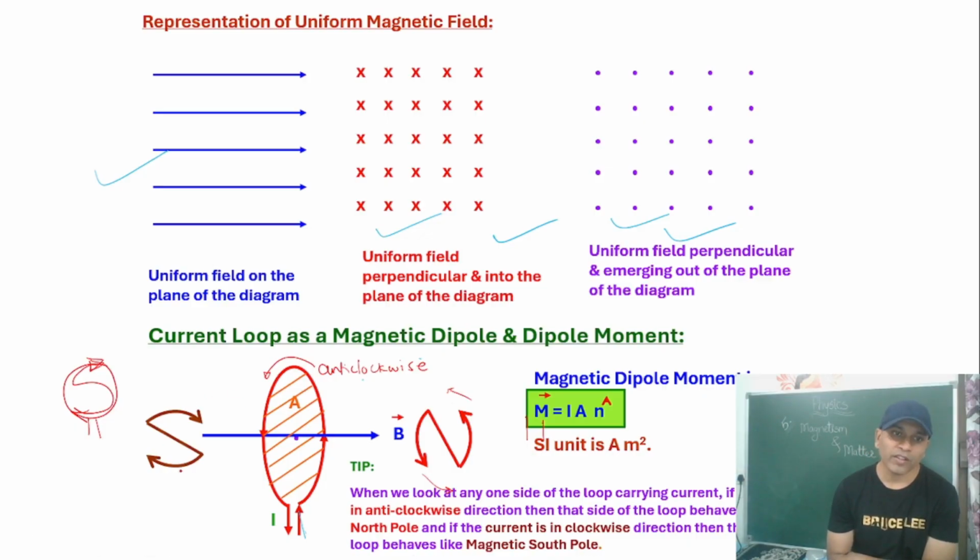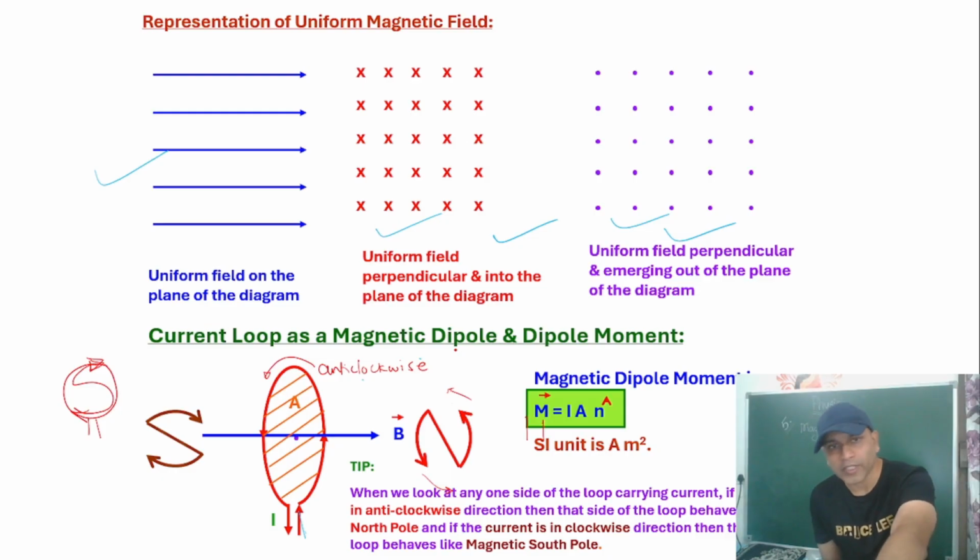By these alphabets itself you can get the idea. N, you can get the idea that it is anti-clockwise, and S that it is clockwise. So whichever side you are observing that loop from, you can decide what kind of pole the loop will behave as on that side.